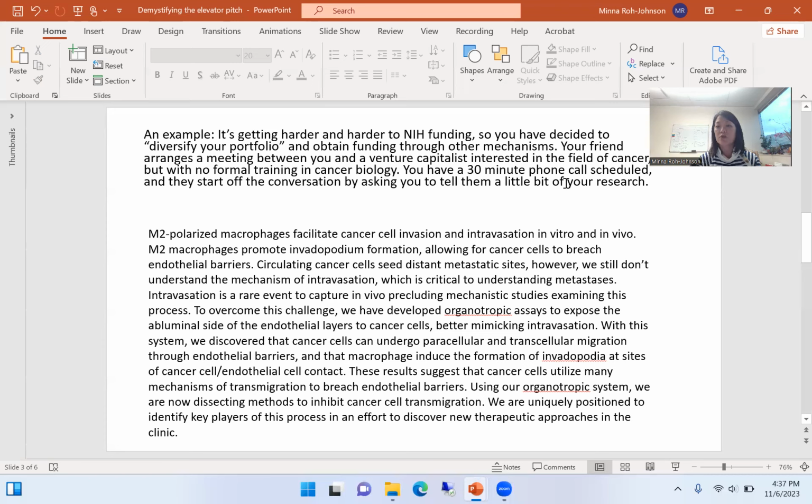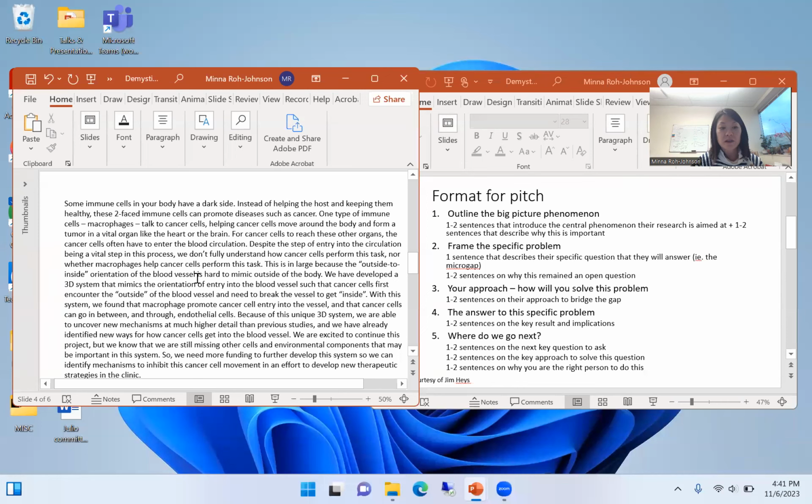For cancer cells to reach these other organs, the cancer cells often have to enter the blood circulation. And despite the step of entry into the circulation being a vital step in this process, we don't fully understand how cancer cells perform this task, nor whether macrophages help cancer cells perform this task. Okay, why is this still an open question? This is in large part because the outside to inside orientation of the blood vessel is hard to mimic outside of the body. So how have we resolved this problem?